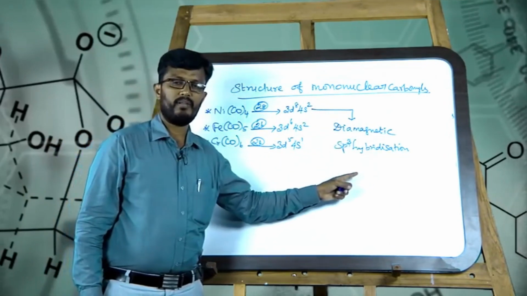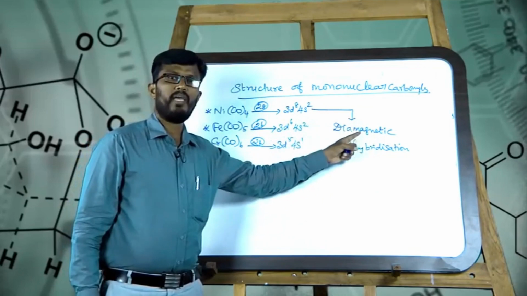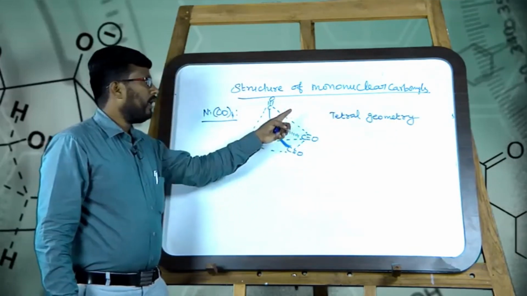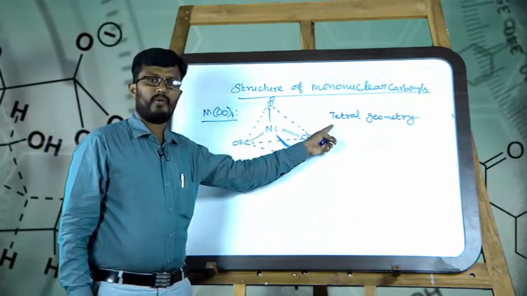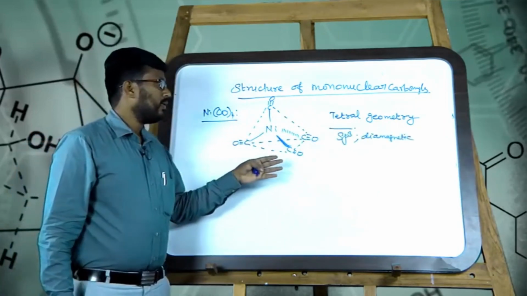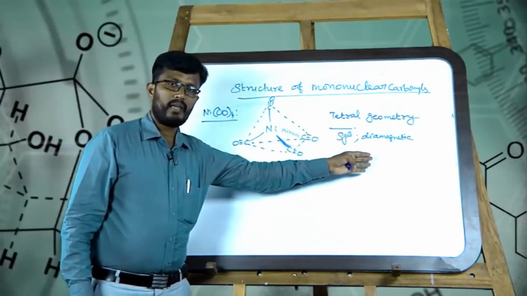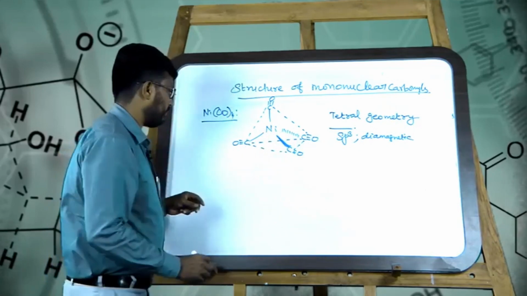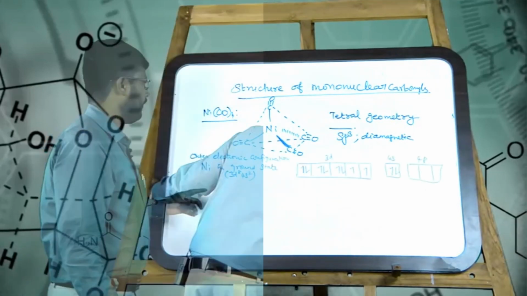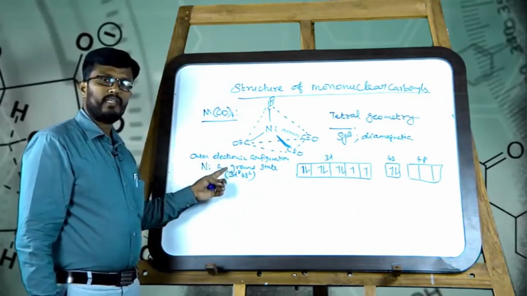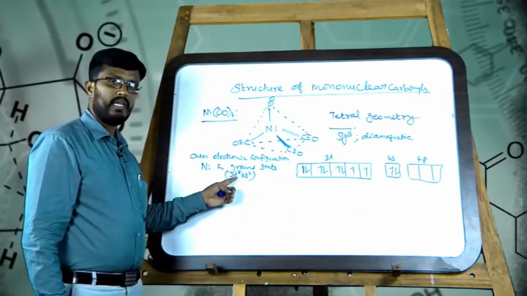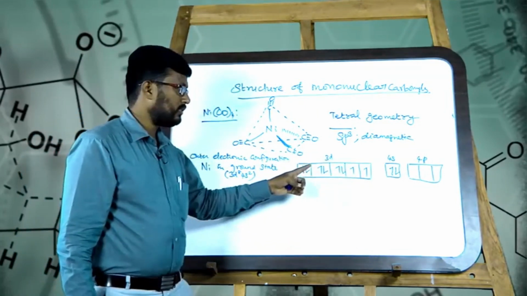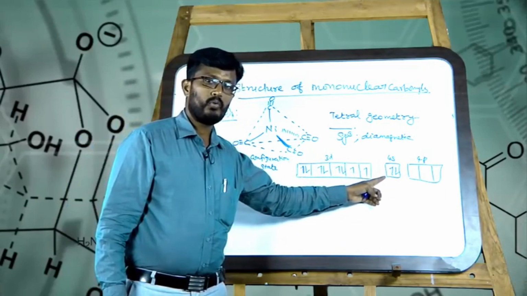How is it possible? It may be derived from its structure. This is the structure of nickel tetracarbonyl. It has a tetrahedral geometry. How can we explain the diamagnetic character? It is sp3 hybridization based on valence bond theory. The outermost electronic configuration of the nickel atom in the ground state is 3d8 4s2. The 3d orbitals contain 8 electrons, and the 4s orbital contains 2 electrons.